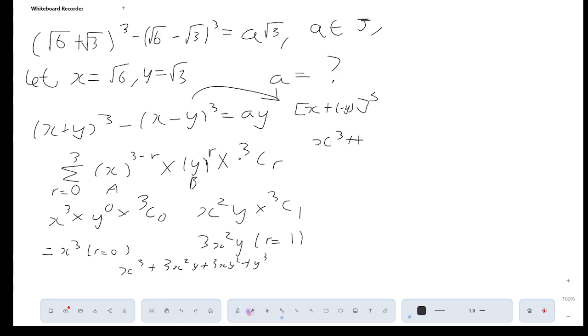x cubed plus 3x squared y plus 3xy squared plus y cubed. And then don't forget your brackets because this is a multi-term expression. x cubed. But remember that in our formula, if we sub in negative y and put it to the power of 1, we actually get negative. So negative 3x squared y plus 3xy squared minus y cubed. So that is your formula, and now we just expand this. Simple enough.